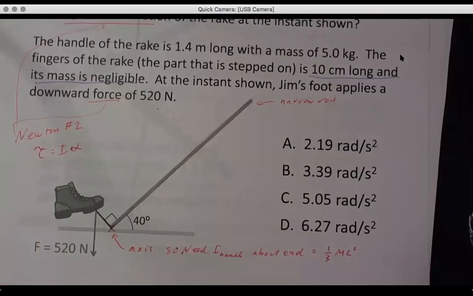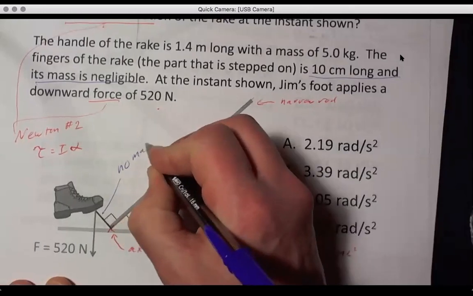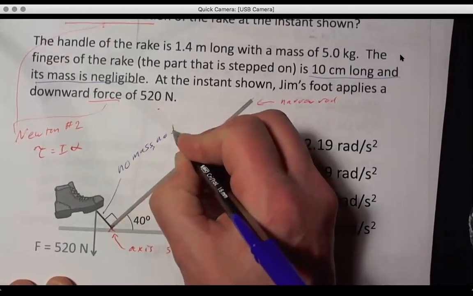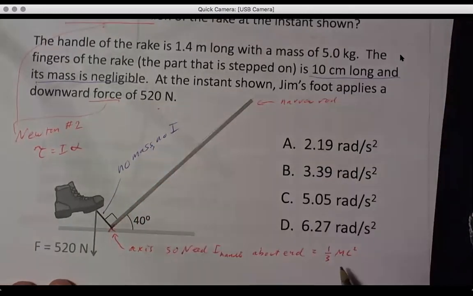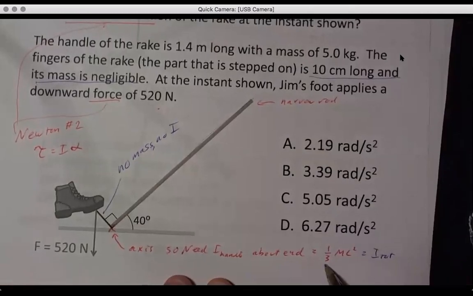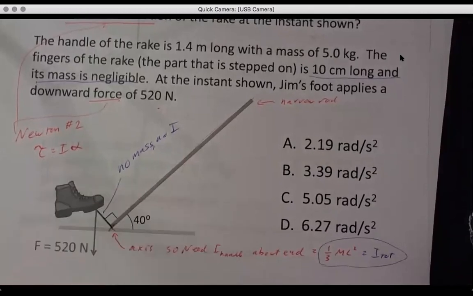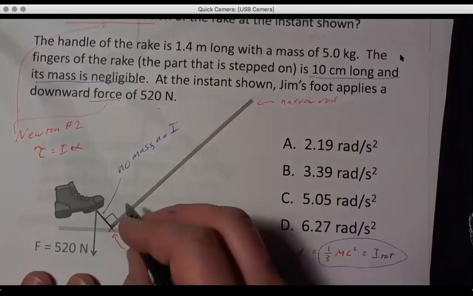Okay, so this is going to give us no mass, no I from it. So this is the I total. And so that's going to come into here. That's what we want. We need torque. And clearly torque's going to come from here. So what is the torque?